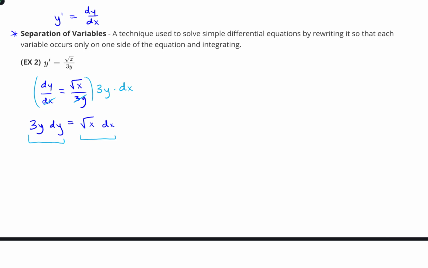I could have left the 3 in the denominator over here. It doesn't really make any difference because it's a constant. However, it's going to have some advantage in bringing it over here because it's not a fraction. That's really all there is to it.